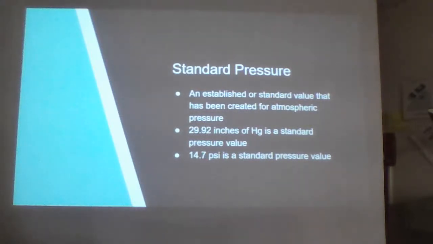Okay, standard pressure. Standard pressure is an established or standard value that has been created for atmospheric pressure. So I think that many of us have probably heard of 29.92 inches of mercury. Hg means mercury. That's a standard pressure value. 14 psi is a standard pressure value. They have made those standard values to account for atmospheric pressure.